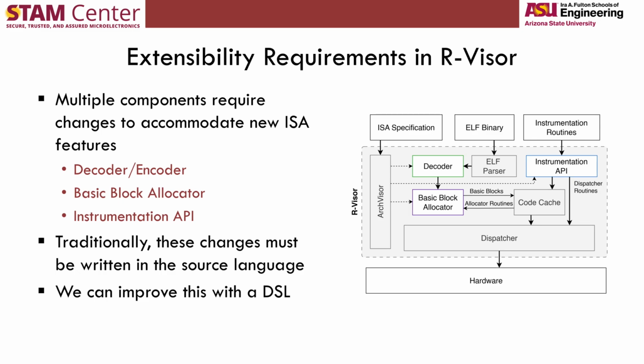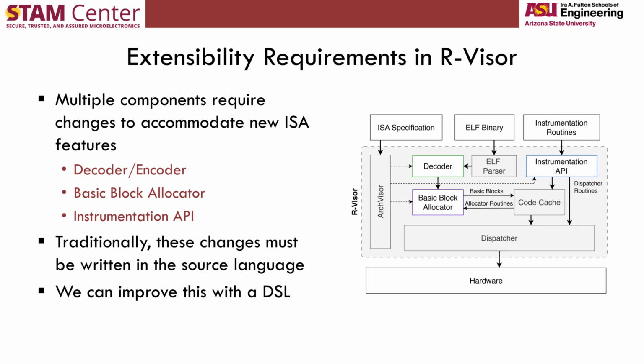So now that we have the architecture set for R-Visor, the next thing we need to consider is the extensibility aspect. To do that, we need to look at the various components and their different requirements for extensibility. For example, the decoder and encoder need an understanding of how each instruction should be broken down into its subcomponents. The basic block allocator would need to understand the various control flow instructions within the ISA, and the instrumentation API would need an understanding of the registers and instructions so that it can relay this information to the user for use within the instrumentation routines.